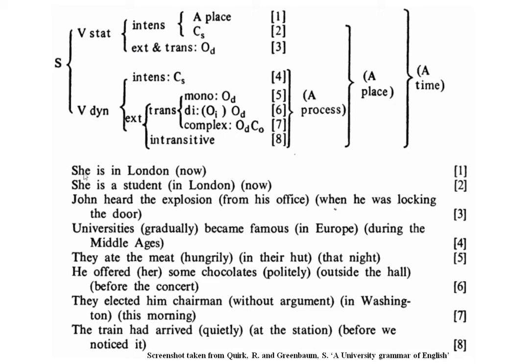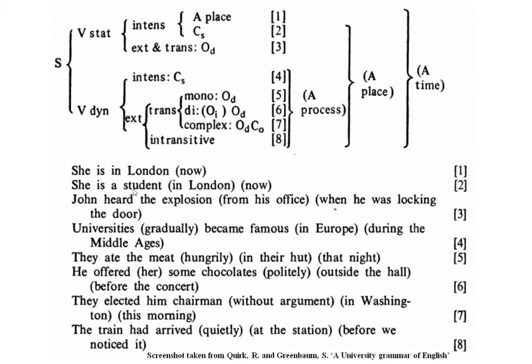If you see sentence 1, "She's in London now," is a stative verb because it refers to a state of being. It does not refer to an action. It is an intensive stative verb because it's followed by an adverb of place, which is London. So is an intensive stative verb.